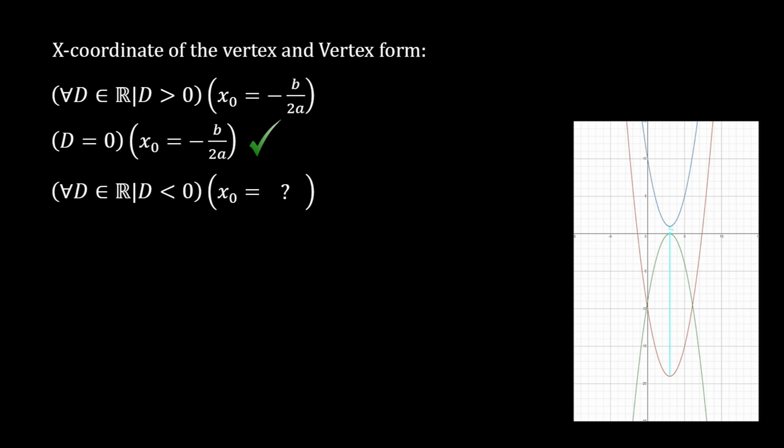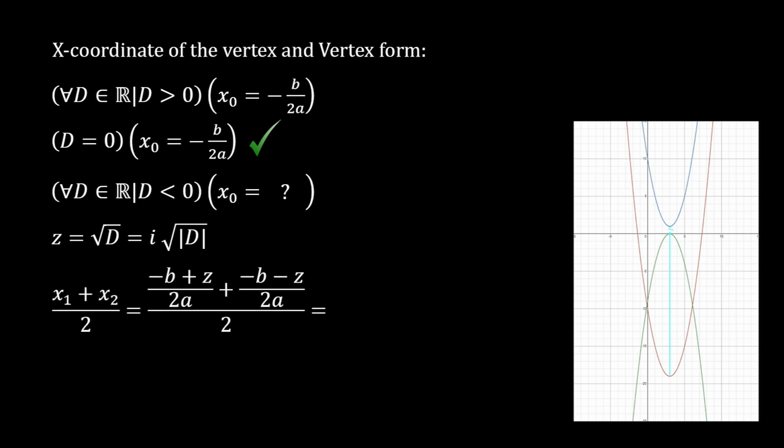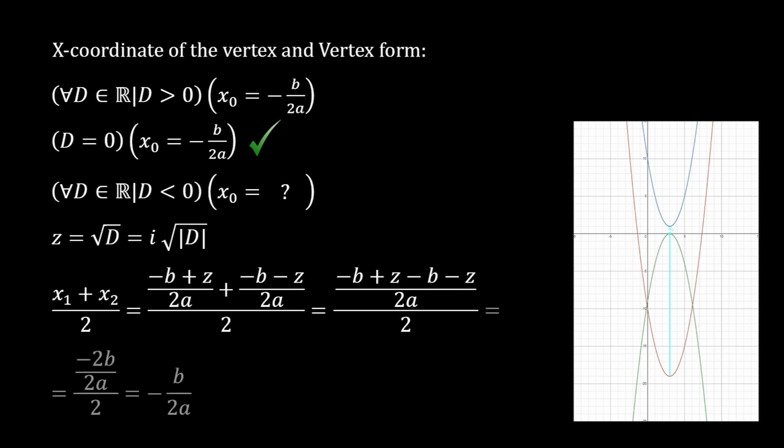Let's imagine that the discriminant d is a negative real number, denote the square root of d by z, and look at the sum of the two complex roots divided by 2. Here we get the same result, x0 is equal to minus b divided by 2a.